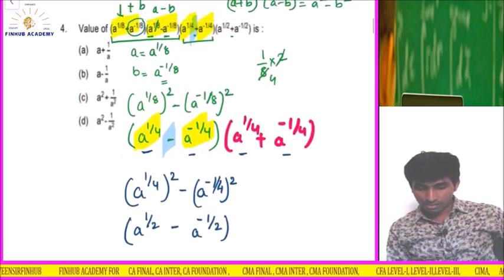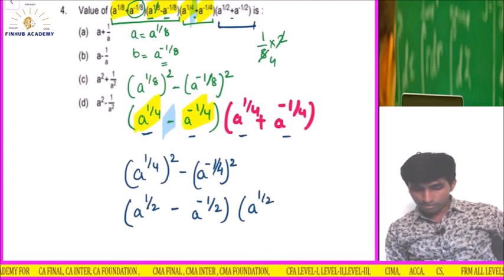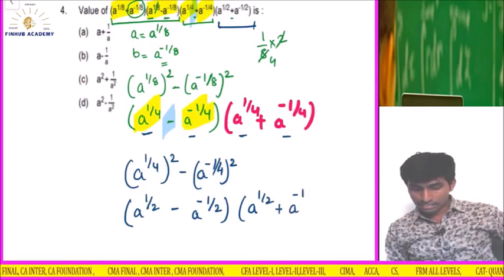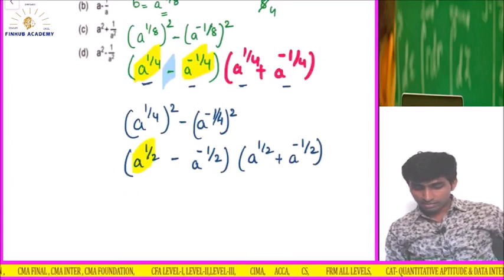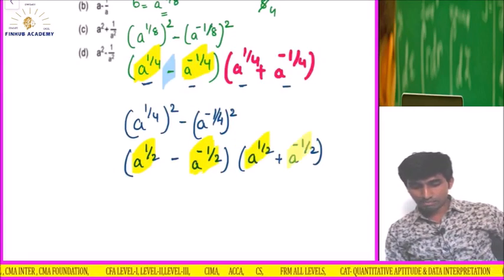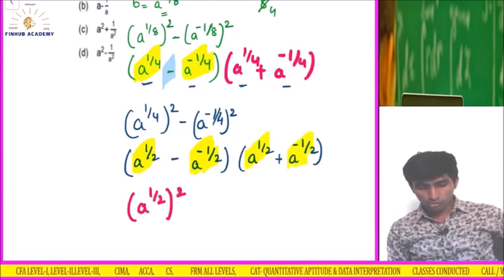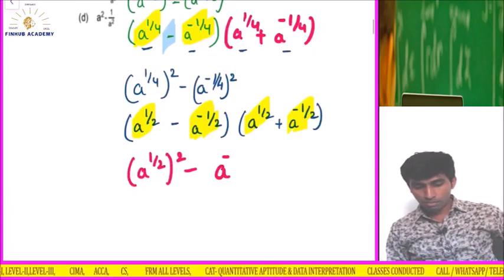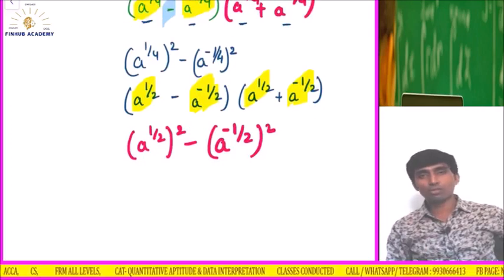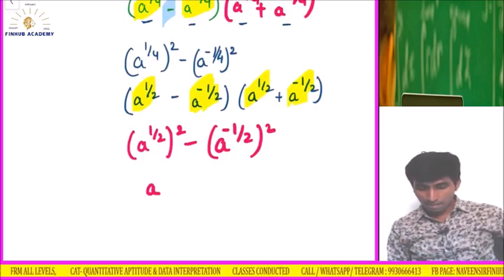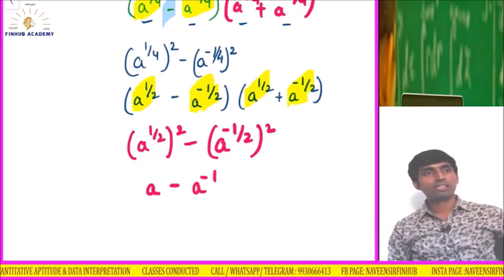If you check the next part now, I'll copy this: a raised to half plus a raised to minus half. So see here, what's happening? Again the same formula, a, b, here also a is same, b is same, a minus b, a plus b. Again a raised to half the whole square minus b is a raised to minus half the whole square. Understood? So 2 will get cancelled. Half into 2 is 1. Okay, a raised to 1 minus, please understand, here it is a raised to minus 1.